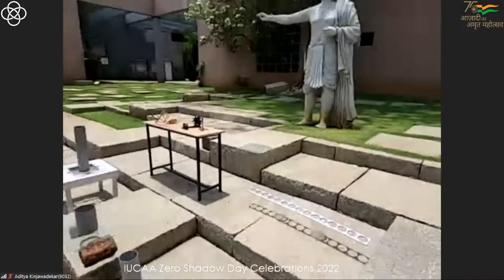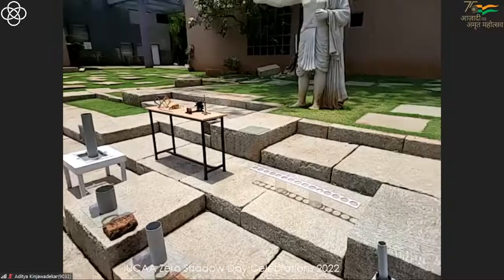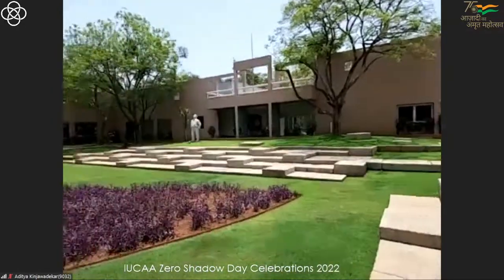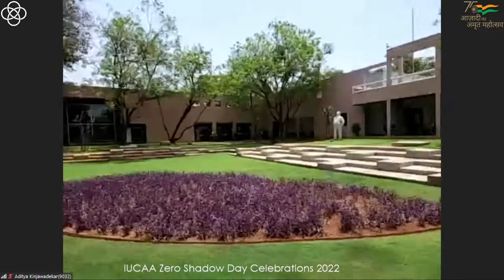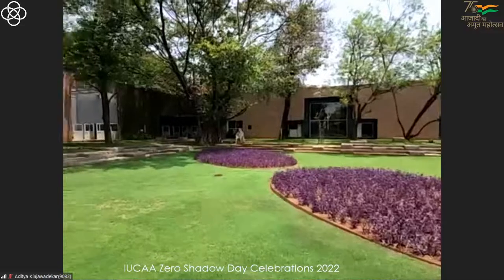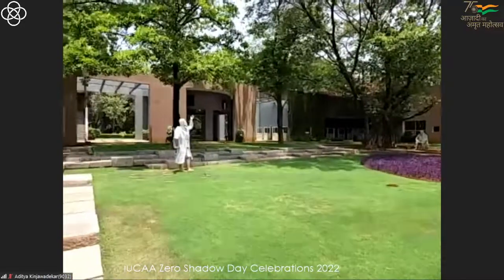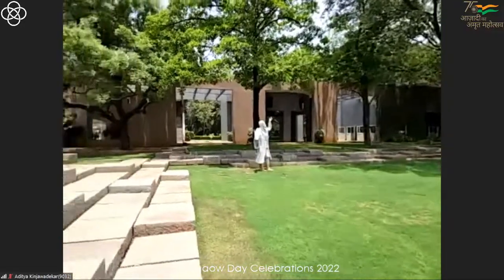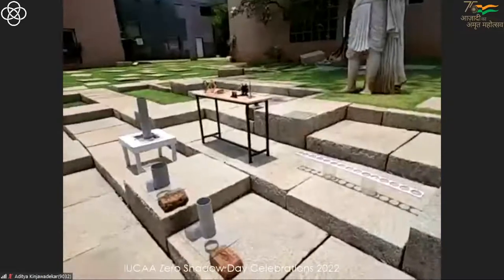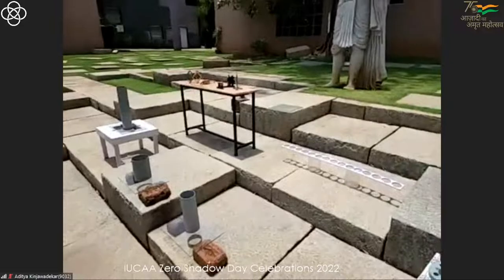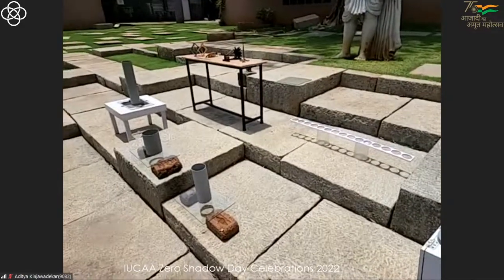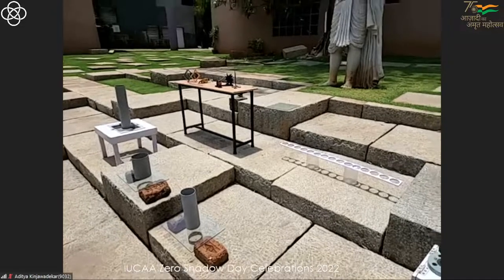You can also see the beautiful campus of IUCAA. There are those four statues. This is the statue of Aryabhatta. Then there is the statue of Albert Einstein. Over there, we have this statue of Isaac Newton, who is sitting under a tree. And this is the statue of Galileo Galilei. He was one of the pioneering astronomers to use a telescope for doing observations or for astronomy purposes. And where we are right now is the central kund of IUCAA.